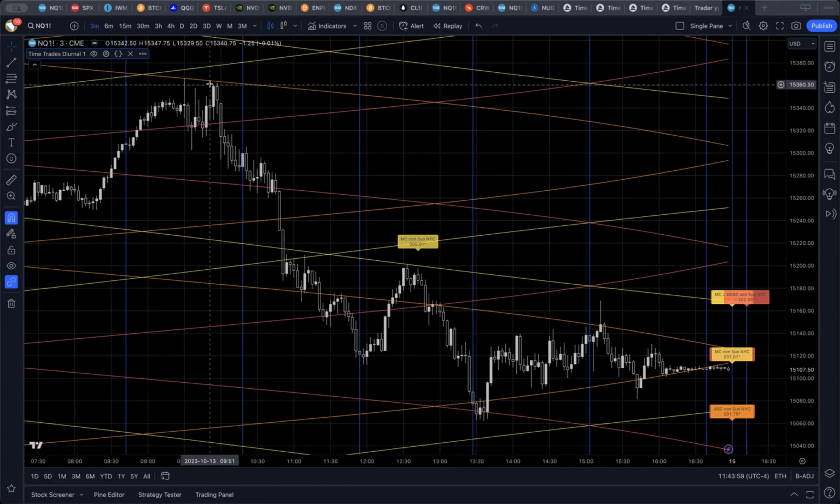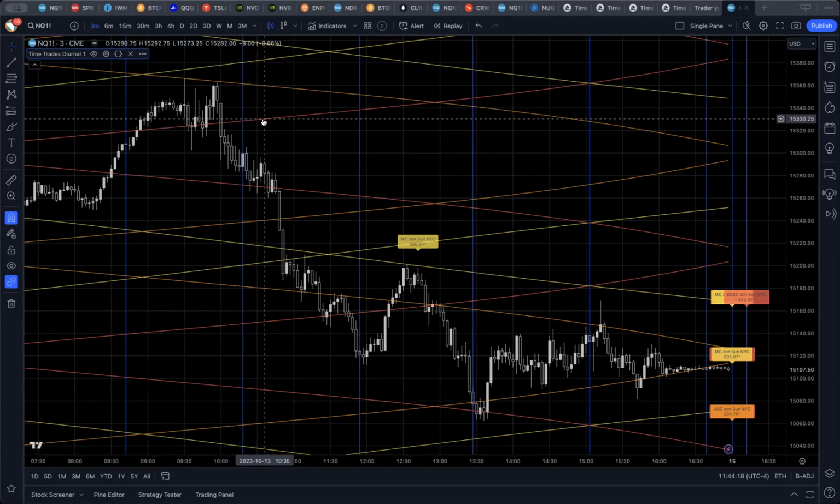Like this is just from Friday at 10 a.m. You can see how it tagged the orange line here, which is the ascendant. Yellow is midheaven, and that's directly overhead. And red is the descendant, the longitude of the descendant.